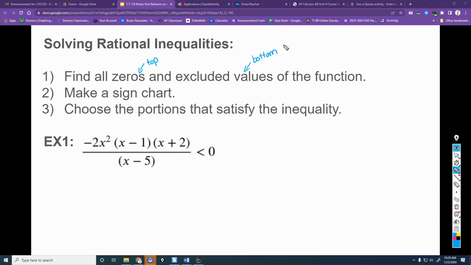This one is already factored for us, so we do not have to factor like we did on the others. We're just going to take each piece and set it equal to 0. So here I'll have negative 2x squared equal to 0. I could divide by negative 2, I'll still have 0. Square root both sides, I'll still get 0. That's just going to be x equals 0. 0 is the only number that will make that 0. This is going to be x equals positive 1. This is going to be x equals negative 2. And then in the bottom, x cannot equal 5.